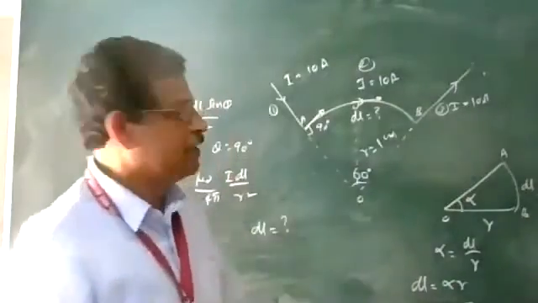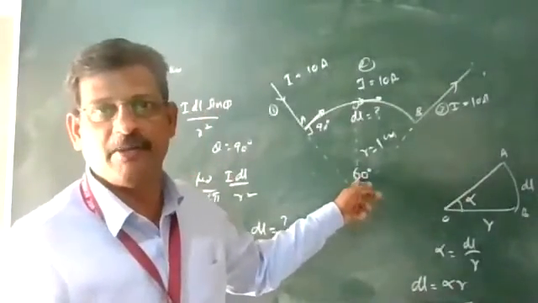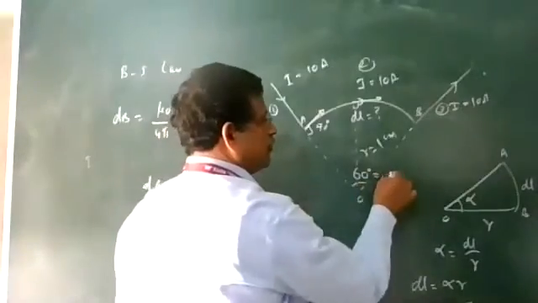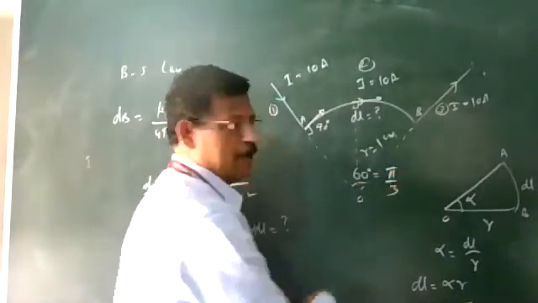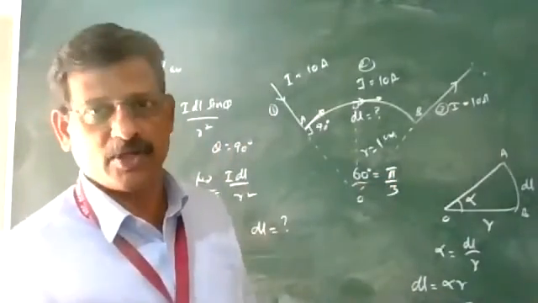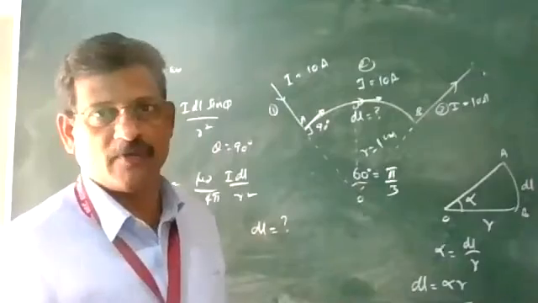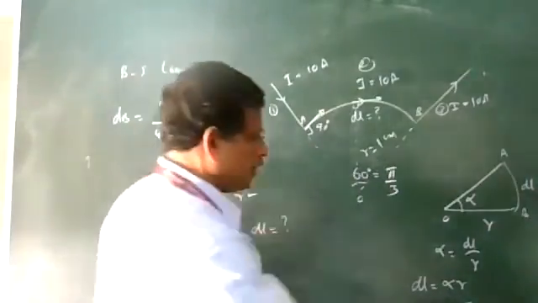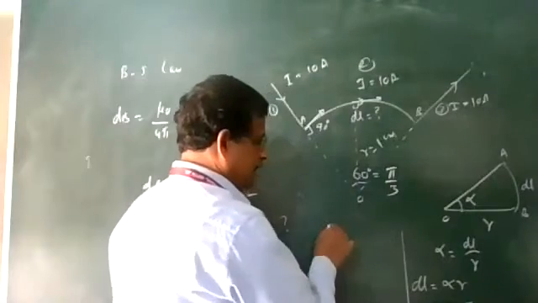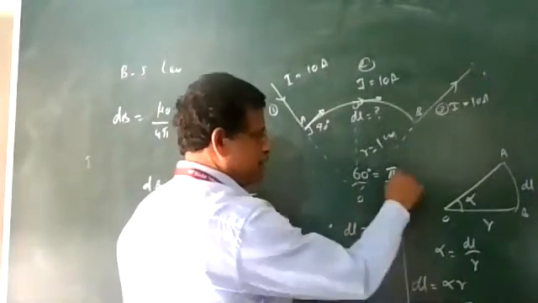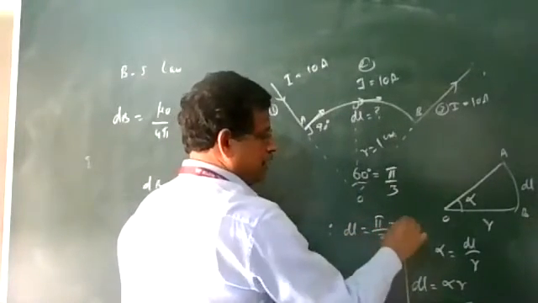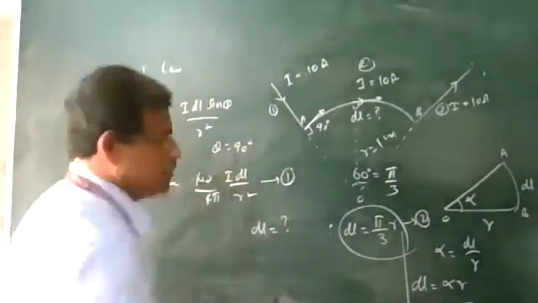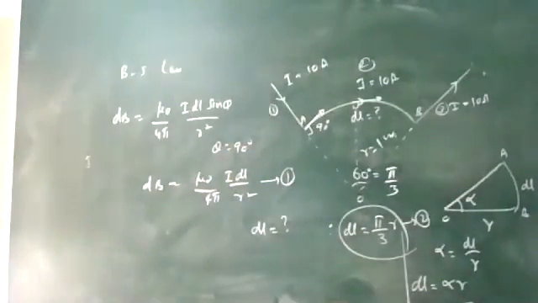What is the angle here? It is known as 60 degree. Degree we will not use, it should be converted to radian. So this is equal to pi by 3 radian. This angle can be anything. Instead of 60 degree, 45 degree can be given, any degree can be given. Okay. So dl the value that is what we get. dl is equal to alpha r, that is pi by 3 r. Equation number 2. This is equation number 1. So dl is calculated.